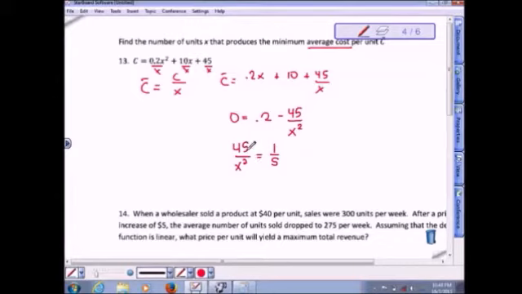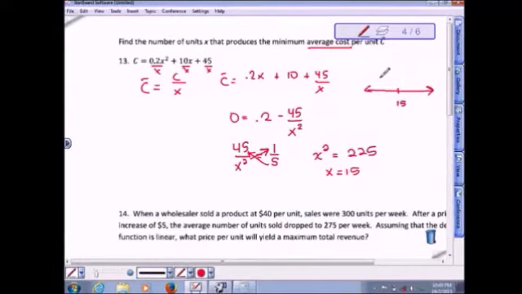Now, again, this is a proportion, it's two equal fractions, so we can solve by cross multiplying as one technique. We have x squared is equal to 45 times 5, which is 225. Square root both sides to get x equals 15, and again, we're only considering the positive. The feasible domain for this problem is x has to be greater than or equal to 0 at least, because you can't produce a negative number of a commodity. So we do have to just show that this is indeed a minimum value.